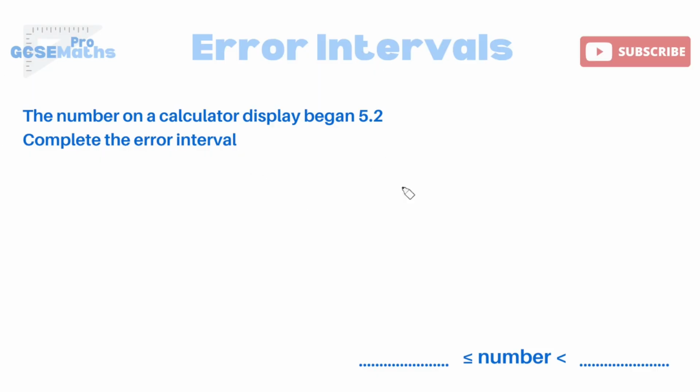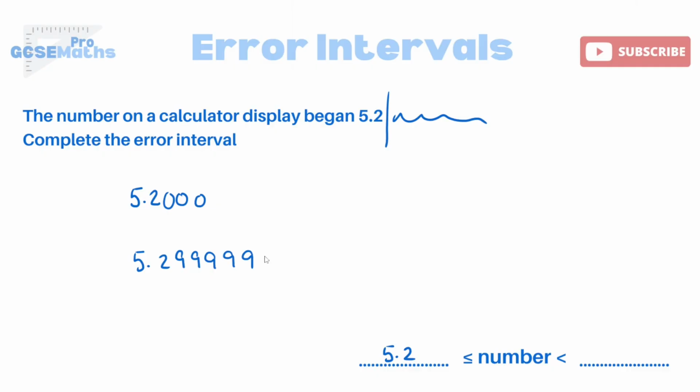Complete the error intervals. As I said, it's the same as truncating, isn't it? You've read the first 2 values and you've ignored anything that came after it. So it could have just been 5.2. So the smallest is the same number as we just said, whatever number's in the question. If it's a concept of truncating, it's just that number is the smallest value for your error interval. Now the biggest it could have been is 5.299999 recurring.